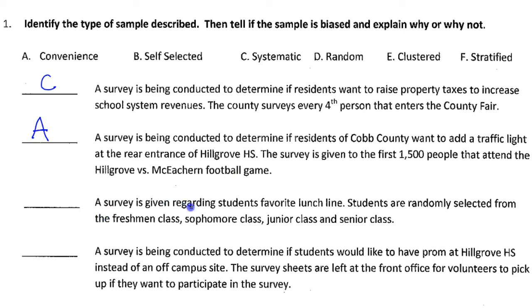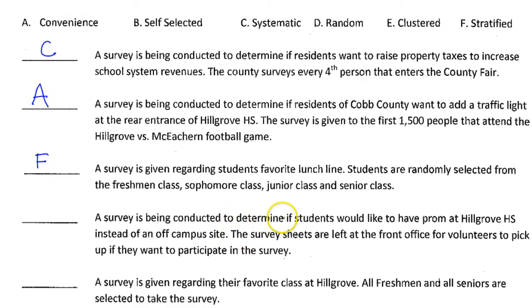Next, a survey is given regarding students' favorite lunch line. Students are randomly selected from the freshman class, sophomore class, junior class, and senior class. Well, they went out of their way to mention that we're getting some freshmen, some sophomores, some juniors, and some seniors, so that makes it stratified. Alright, it would have been more obvious if they said how many of each type, but I think they're getting their point across. Stratified.